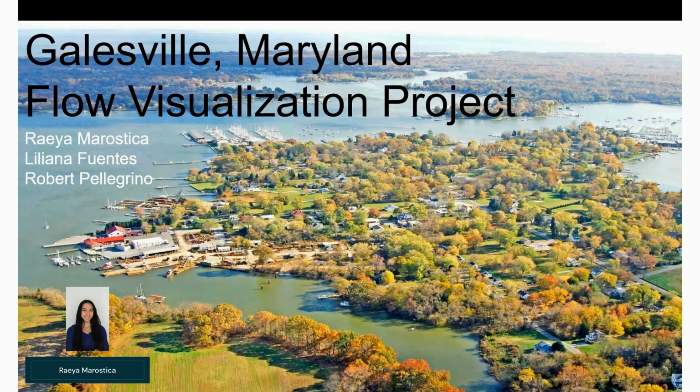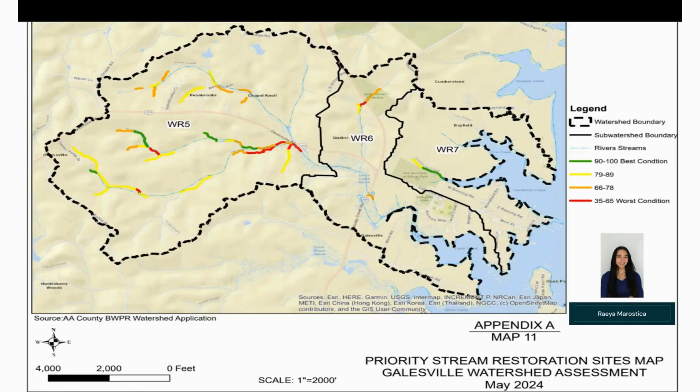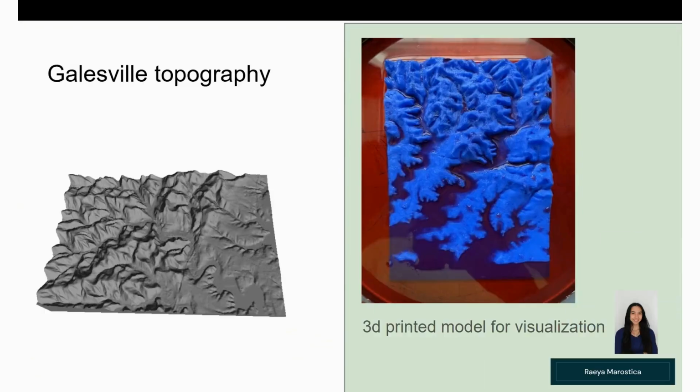Our focus was to look into the flooding issues in Gainesville, Maryland. So we looked at the priority stream restoration map and decided to focus on Zone WR5. We looked at a topography map and determined that the majority of the excess water comes from the stormwater that runs down from the hills and into the streams. So our goal was to offer strategies to manage and mitigate damages from these flash floods, and the design that we came up with was a water wheel.